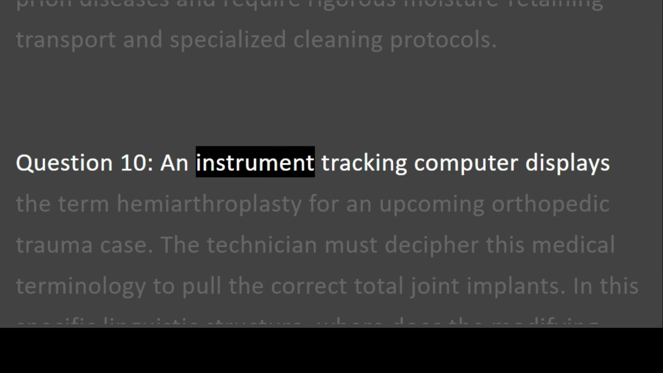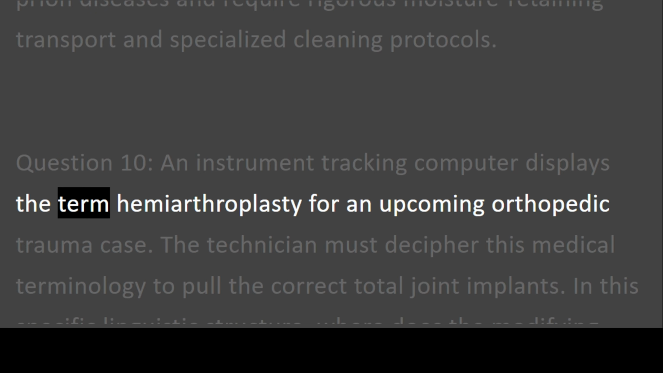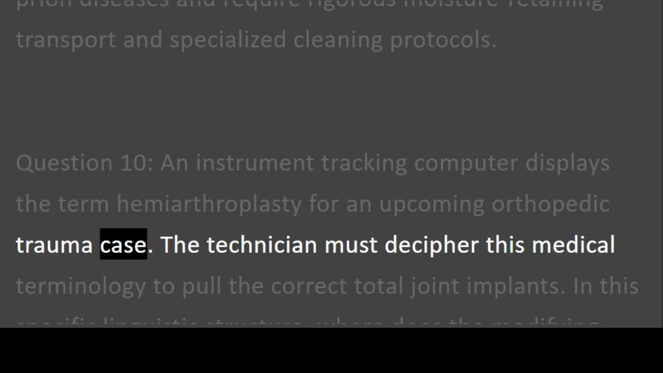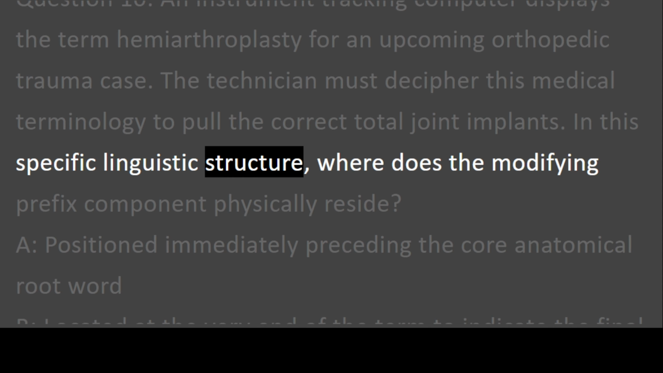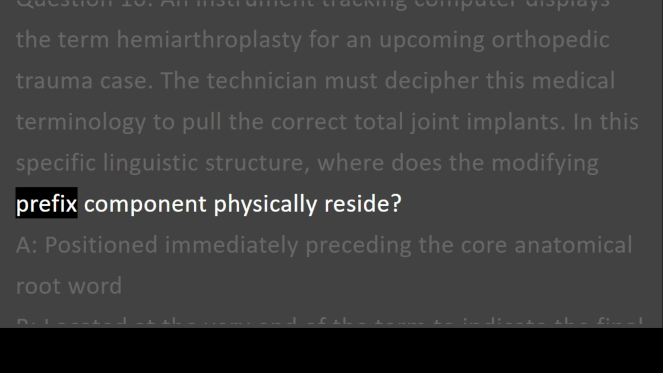Question 10. An instrument tracking computer displays the term hemiarthroplasty for an upcoming orthopedic trauma case. The technician must decipher this medical terminology to pull the correct total joint implants. In this specific linguistic structure, where does the modifying prefix component physically reside?